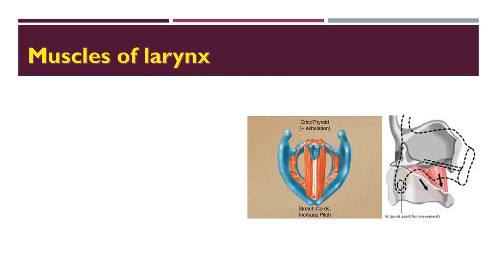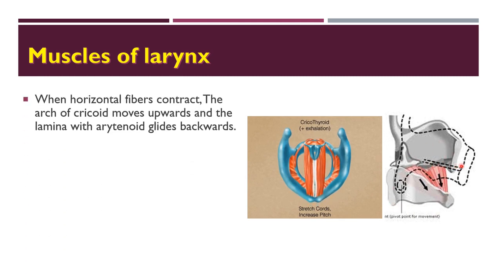So there are two views by which the vocal cords can be stretched. When the horizontal fibers contract, or you can say when the muscle is acting from above, the arch of the cricoid cartilage will move above, and the lamina with the arytenoid will fall backwards. So the lamina with the arytenoid falls backwards, and the vocal cord or the vocal ligament is stretched. That is one way by which the tension of the vocal cord occurs.